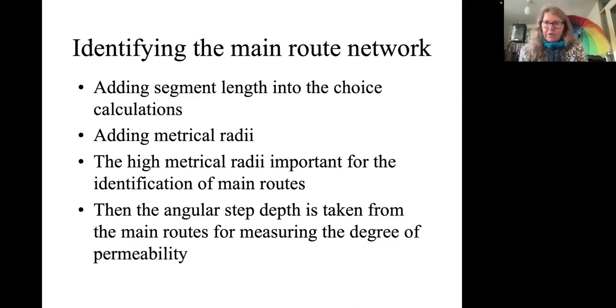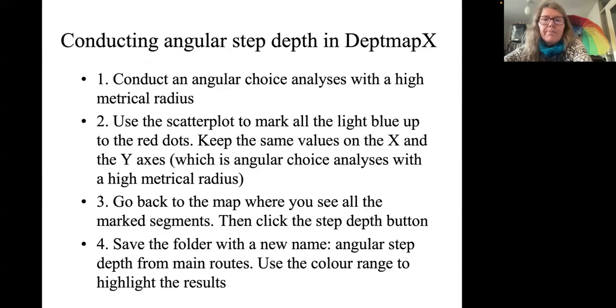So first, I say, okay, first identify the main route network. What I really like is when the segment length is incorporated into the choice calculation. Then it also makes it possible to add the metrical radius, and you need to have the higher radius for identifying the main routes. And then you have what you call angular step depth. You take it from the main routes, and that is a way of measuring degree of permeability.